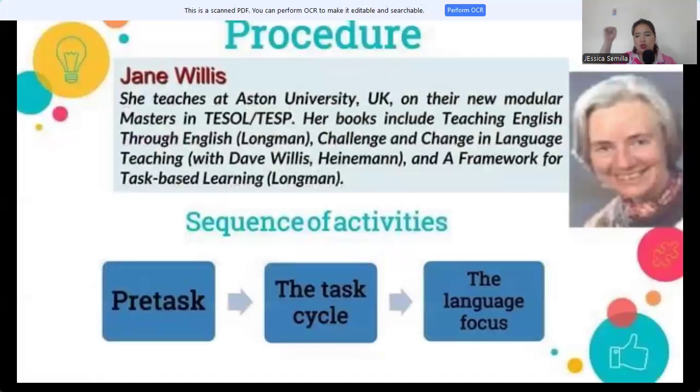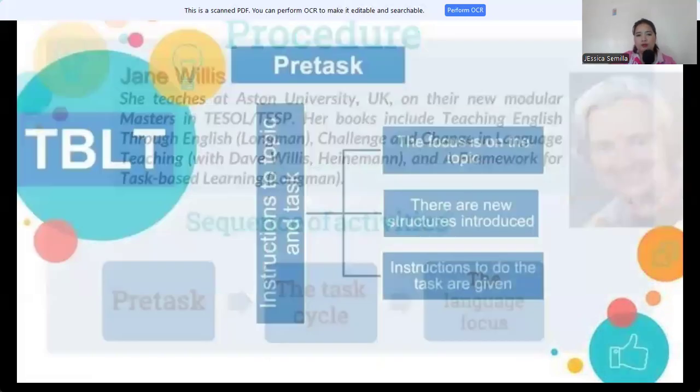So what's the procedure? Of course, there's a pre-task. Pre-task means motivating the learners, setting the mood or the tone of the class. And after that, they are going to have the task cycle. And the next one is the language focus.